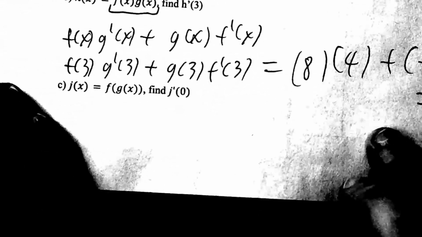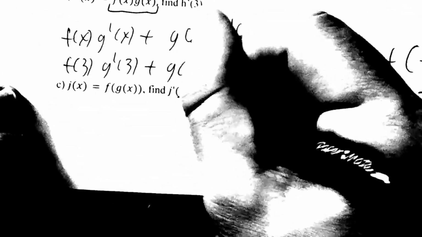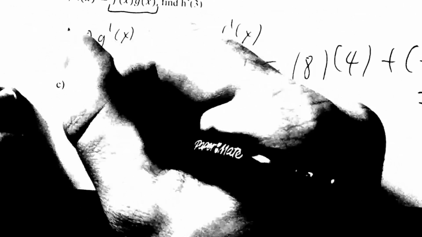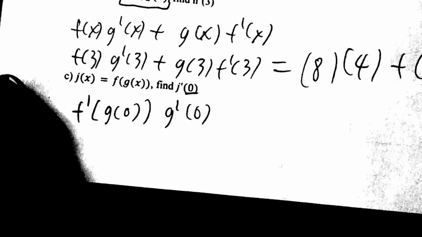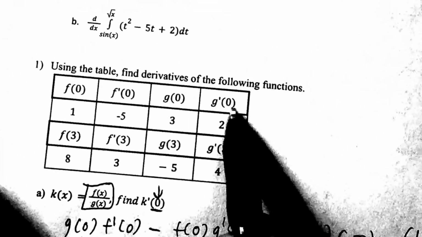Okay. Same process. Okay, this is the same thing, just chain rule. So I know that this is at 0, so it's going to be the derivative of f at g of 0 times the derivative of g at 0. So this one on the right is easy, because I'm just going to grab that from here. The derivative of g at 0 is 2. So this is just 2.